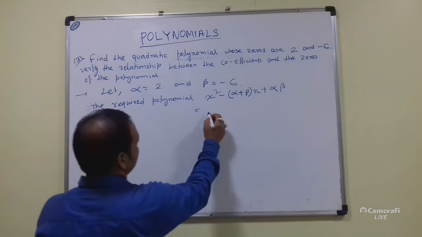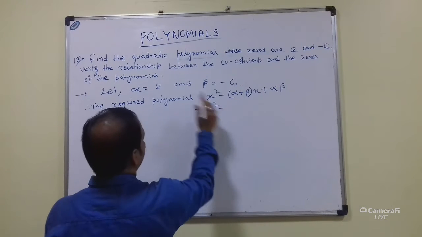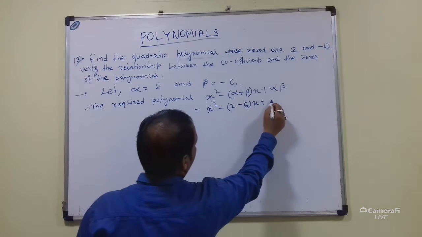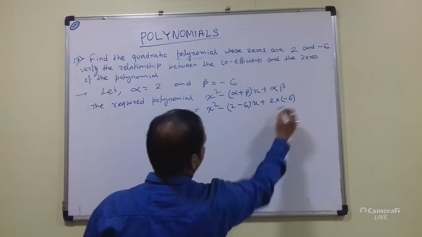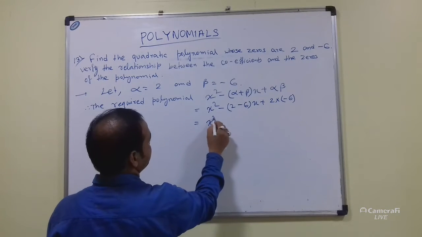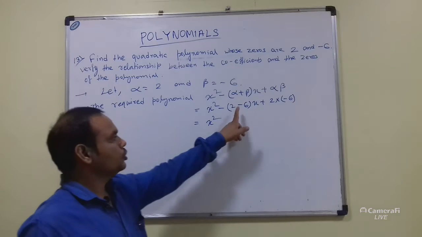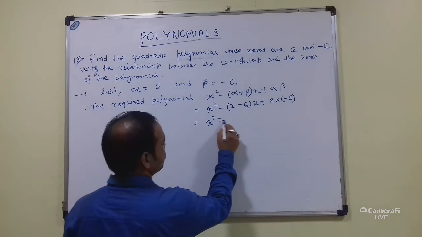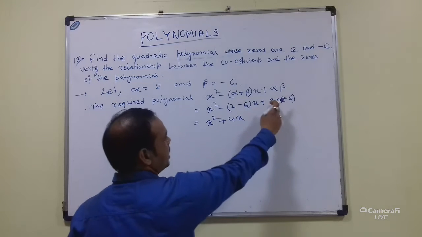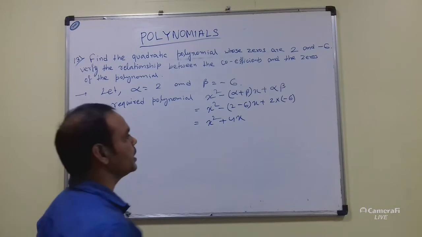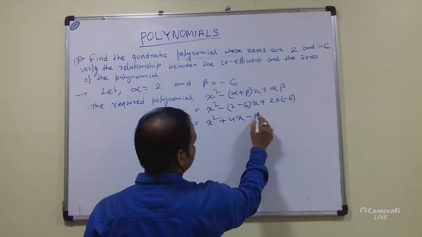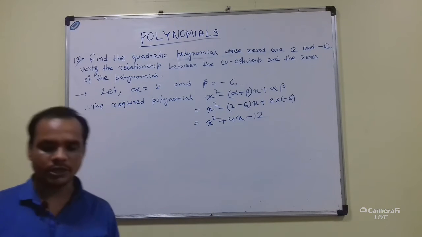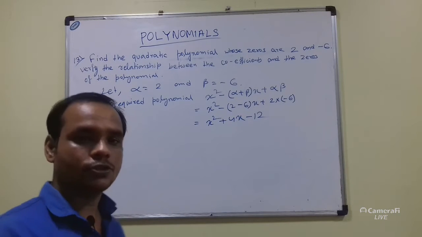Now put the values. It is x square minus, alpha means 2 and beta means minus 6. So here 2 minus 6 is minus 4, and minus into minus 4 is plus 4, so it is plus 4x, and 2 multiplied by minus 6 is minus 12. So this is the required polynomial, x square plus 4x minus 12.